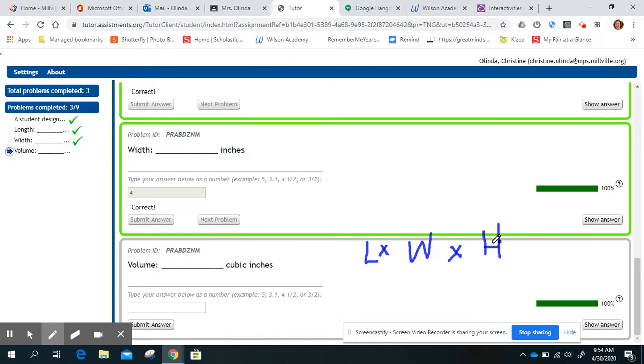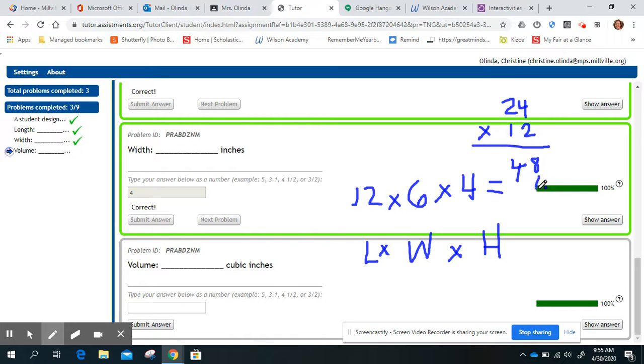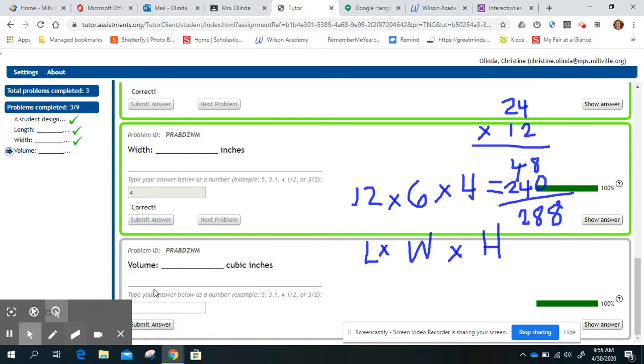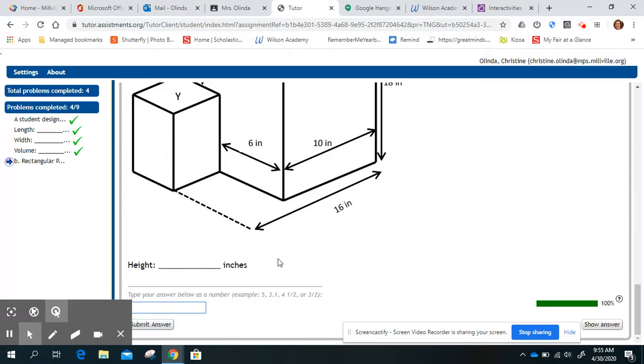And so I already know that the length for the first one was 12, and the width 6, and the height 4. And if I multiply all of those together, I could do 6 times 4 and get 24, and then times 12. 4 times 2 is 8. 2 times 2 is 4. Put my 0, 4 and 2, and then I can add, and I get 288. And so my volume is 288. And I hit submit. And we go to the next problem.